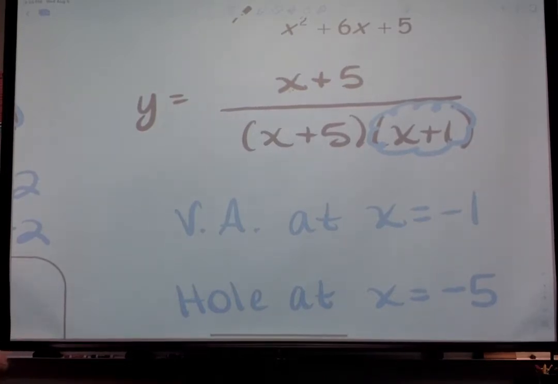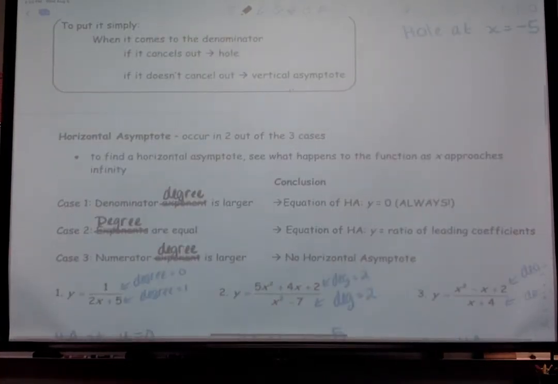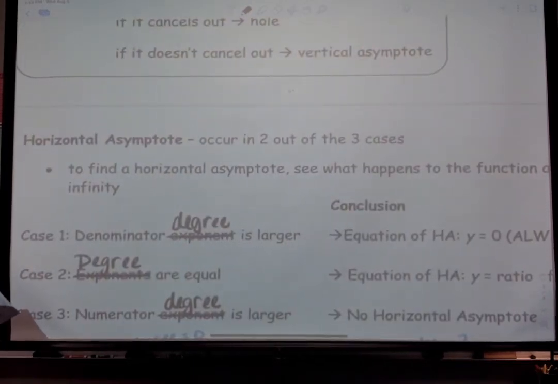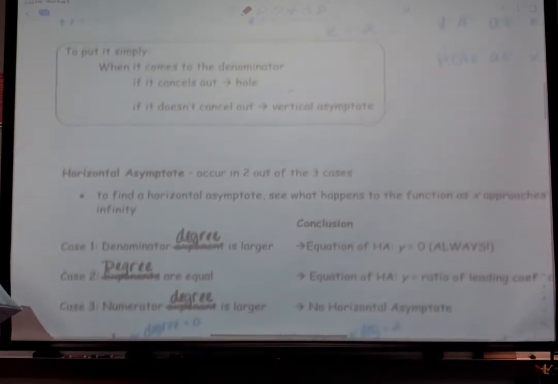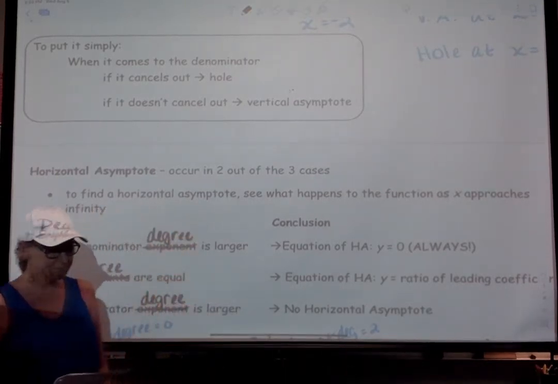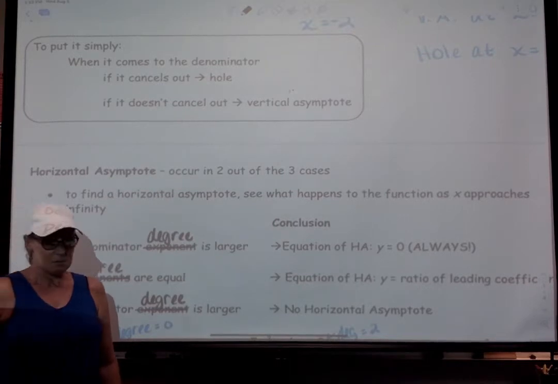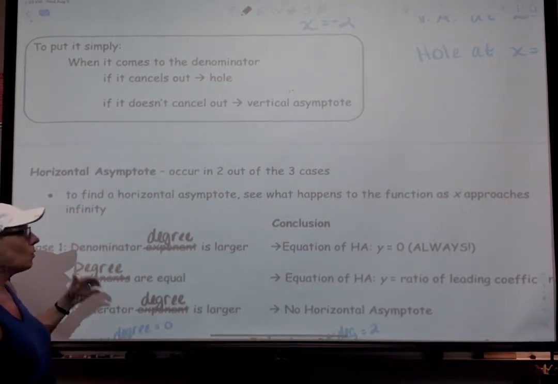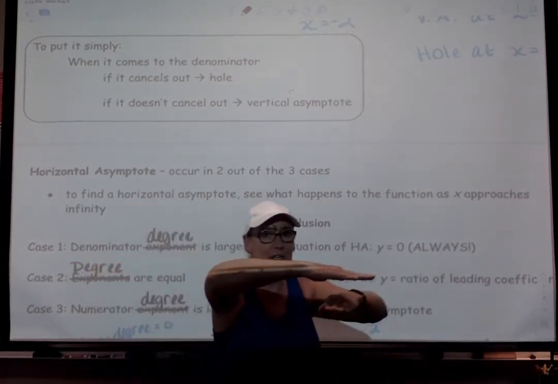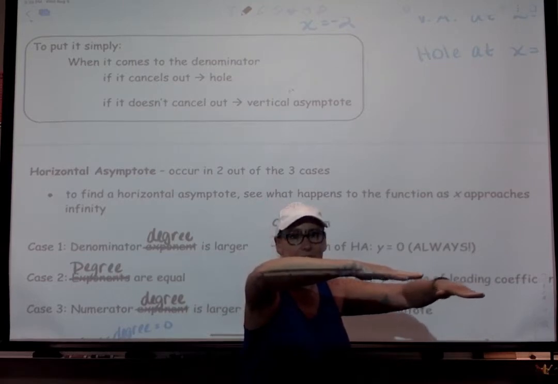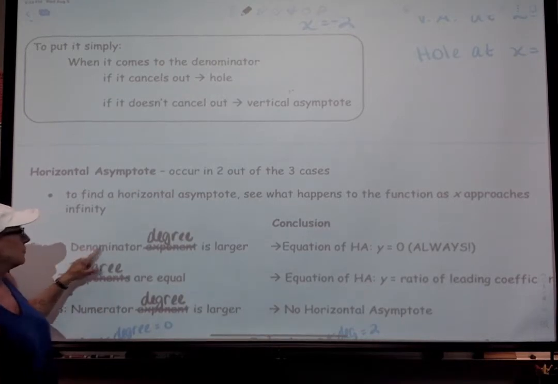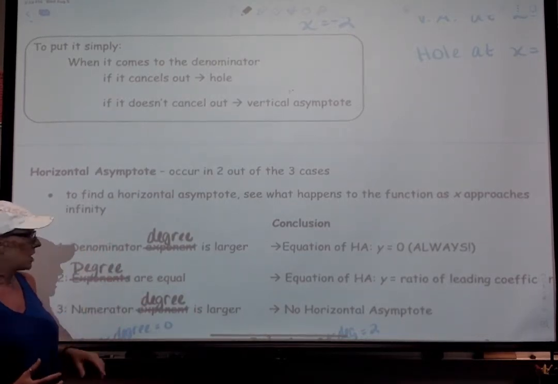Alrighty, now that's vertical asymptotes and holes. Let's talk horizontal asymptotes. Again, we're still looking at rational functions. So we're still going to have a numerator and a denominator. Something else you've got to memorize: horizontal asymptotes. So like a dotted line like this, where your function's going to zoom up to it, but never touch it. Okay? You've got to look at degrees in your numerator and denominator.